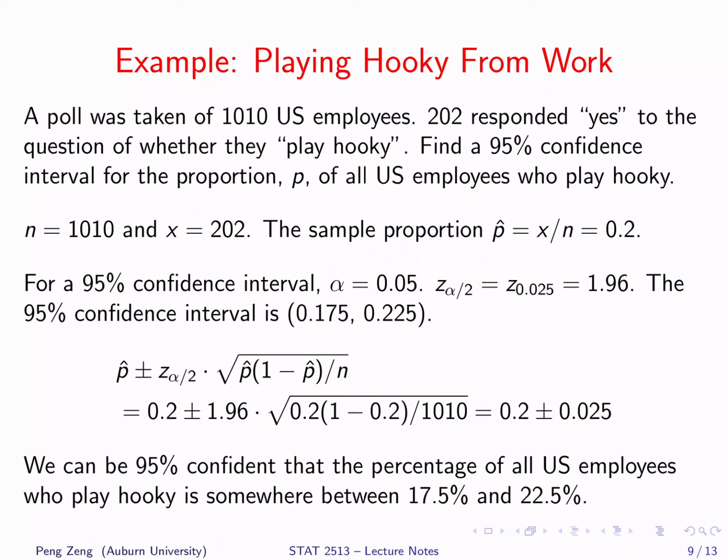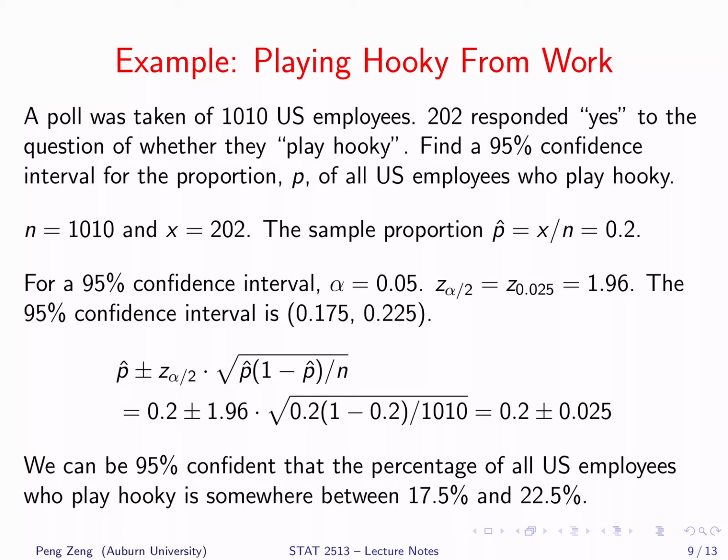In the example of playing hooky from work, a poll was taken of 1,010 US employees. Among them, 202 responded yes to the question of whether they play hooky. Find a 95% confidence interval for the proportion p of all US employees who play hooky. In this problem, we need to find a confidence interval for a population proportion. We need to make sure that the sample size is large.